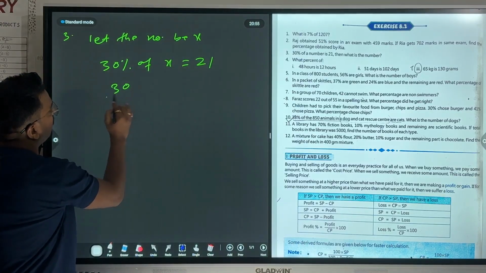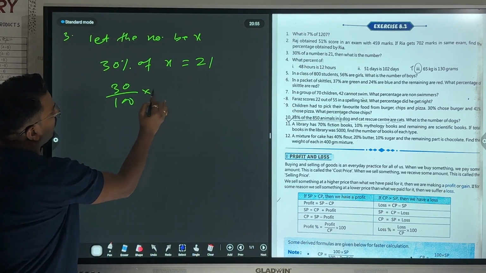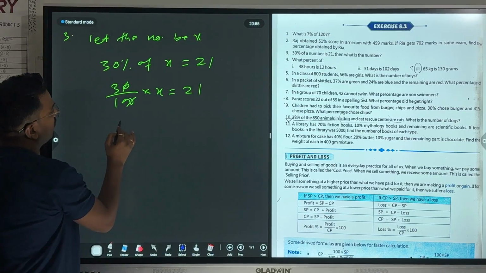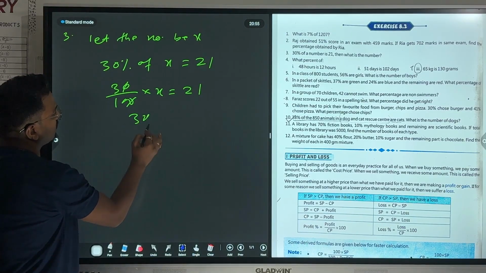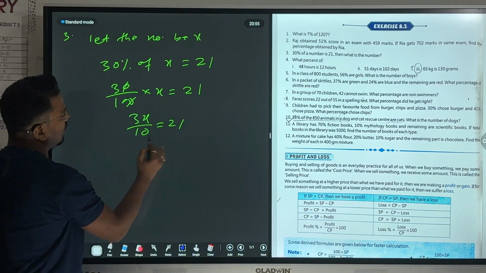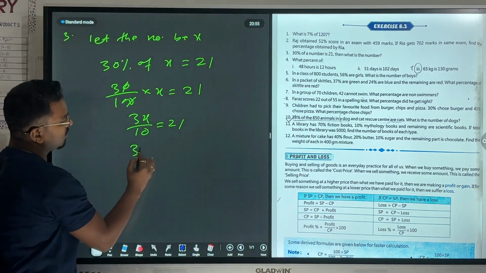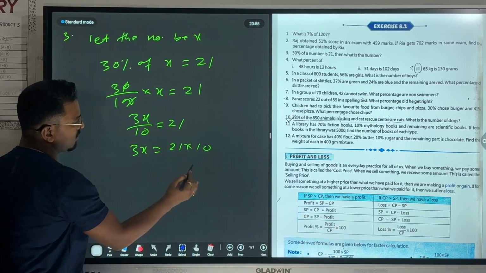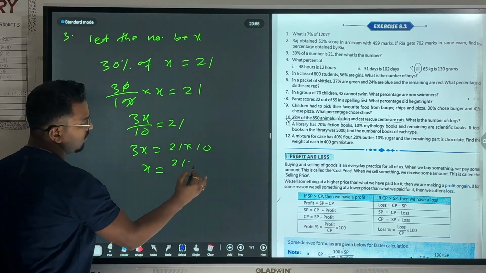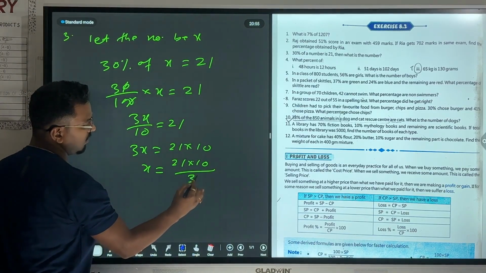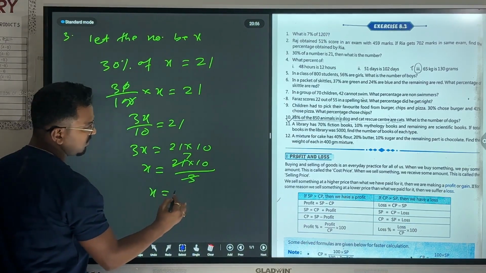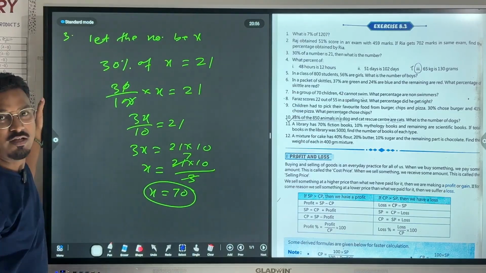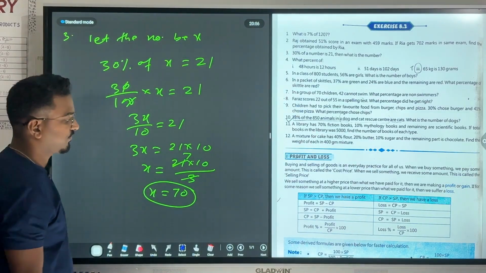So here you can write 30 by 100 of, meaning multiply, x, and this is 21. So 1 0 will get cancelled. So this will become 3x by 10 equals 21. Move it to the other side. 3x equals 21 into 10. Bring this 3 to the other side. 21 into 10 divided by 3. 3 how many? 7. So what is the number? The number is 70. Clear?